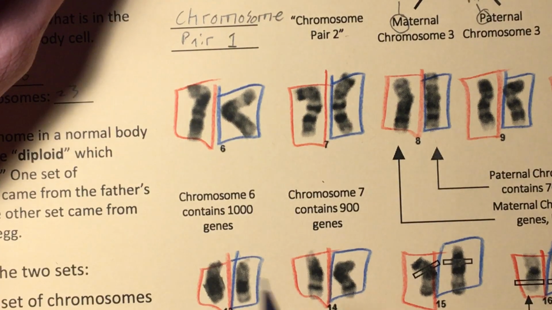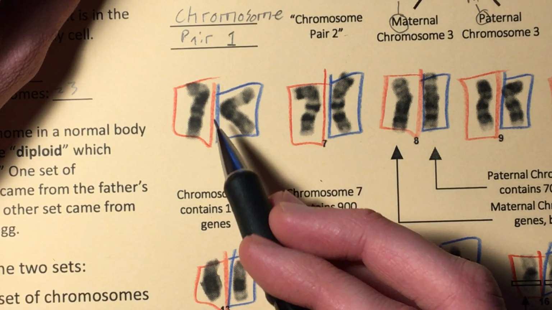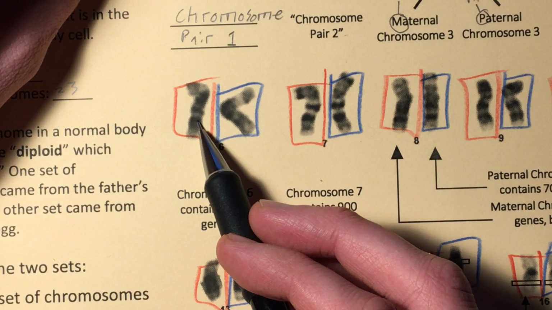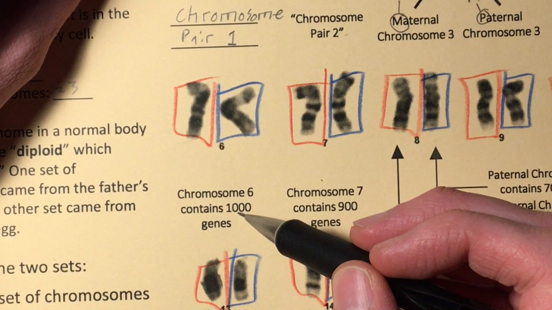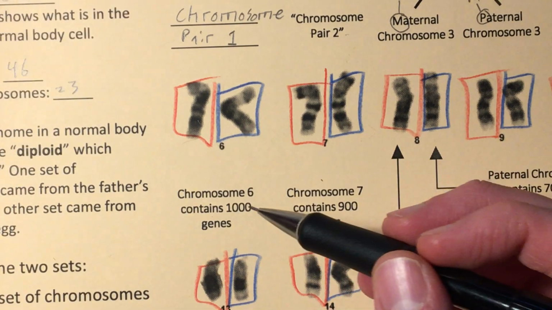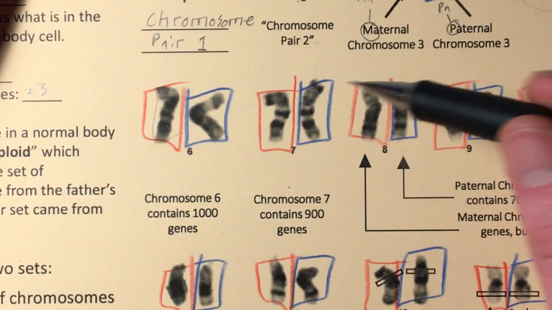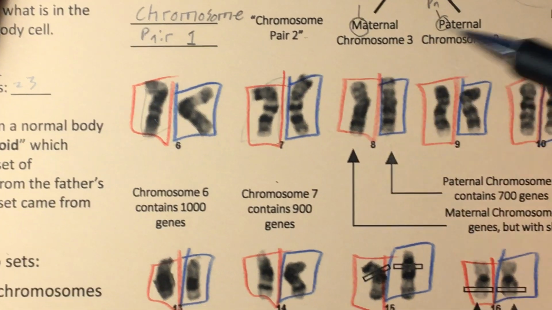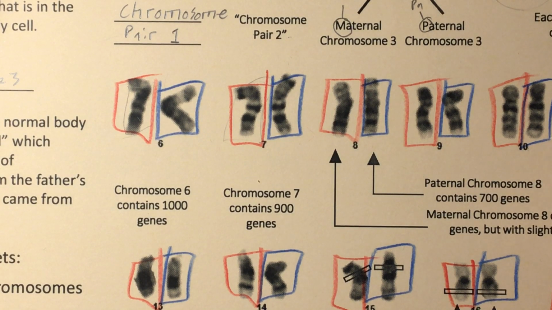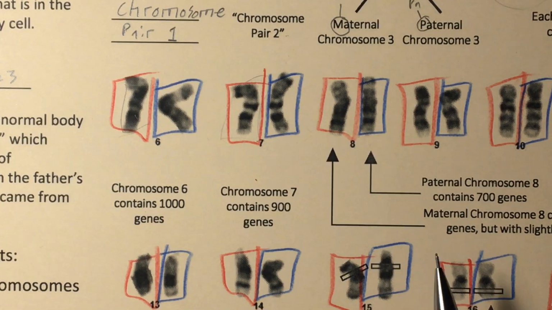Okay, let's look at some examples to show you the number of genes in each. If you think of this chromosome as a book on the shelf of a library, this one contains 1,000 recipes. Oh, that's a lot of recipes. That's a good number, okay? So chromosome 6 contains 1,000 recipes. Chromosome 7 contains 900 recipes. Chromosome 8 contains 700 recipes.